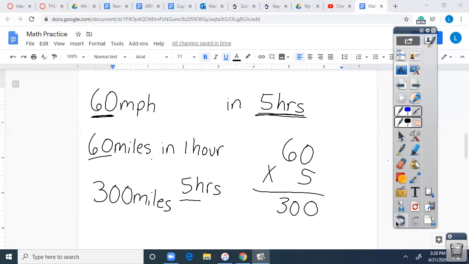If you really, really want to, you can do 60 plus 60 plus 60 plus 60 plus 60, and I promise you will get 300 if you do it correctly. Okay, but we don't want to have to add all those numbers when we could easily just multiply 60 times 5. Okay, so these are called rate problems. I have another question for you.